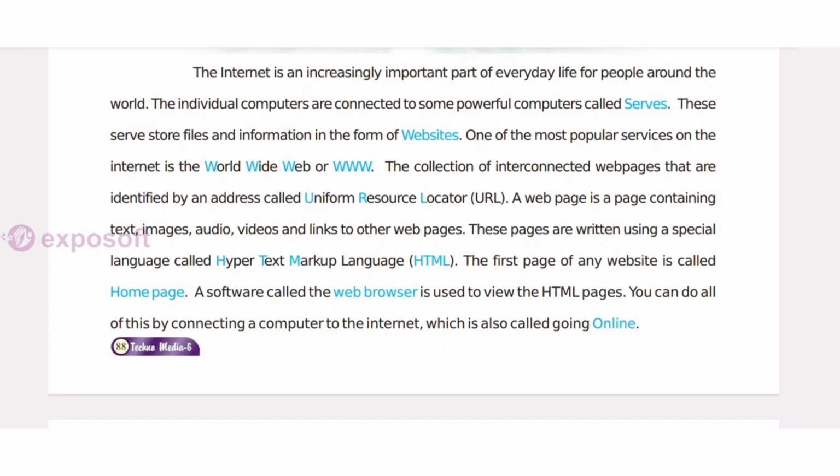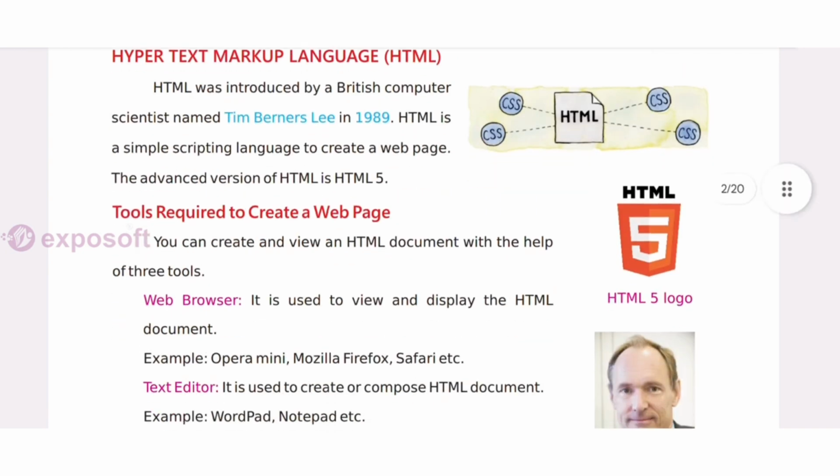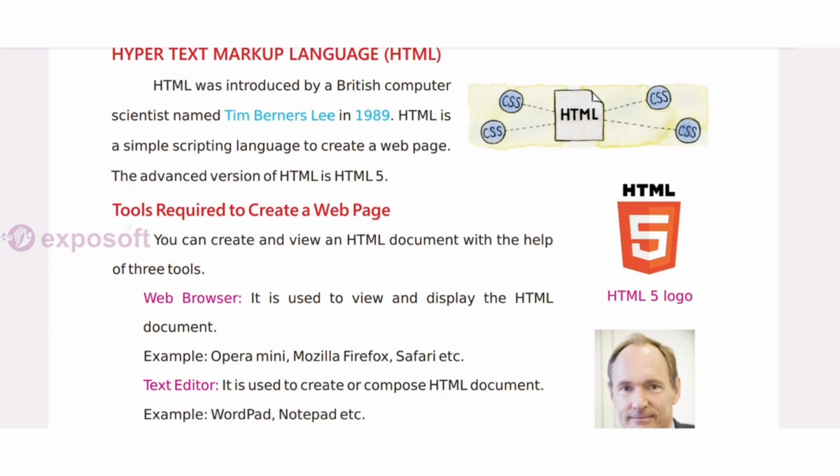The first page on any website is called a home page. A software called a web browser is used to view the HTML pages. HTML is a simple scripting language to create a web page. The advanced version of HTML is HTML5.